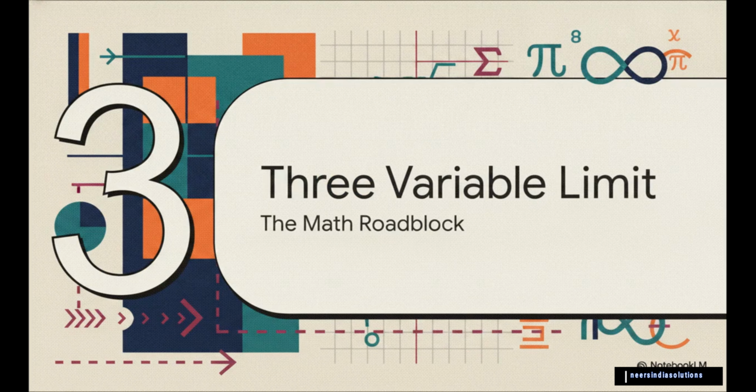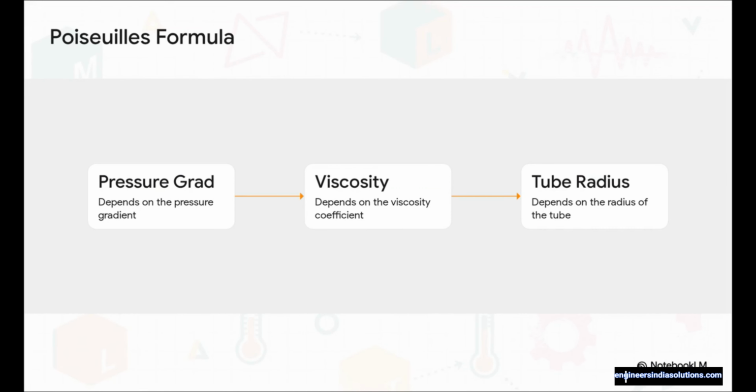That brings us to Section 3, dealing with more than 3 variables. Let's see how this mathematical roadblock works out in practice. This brilliantly illustrates the point using Poisson's formula for the volume of a liquid flowing per second through a tube. When we construct a formula using dimensional analysis, we look at what factors the quantity actually depends on.